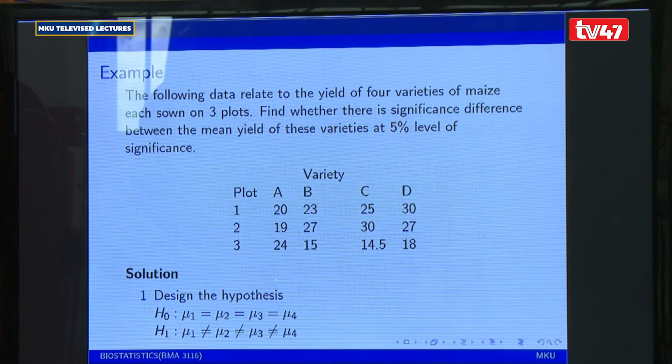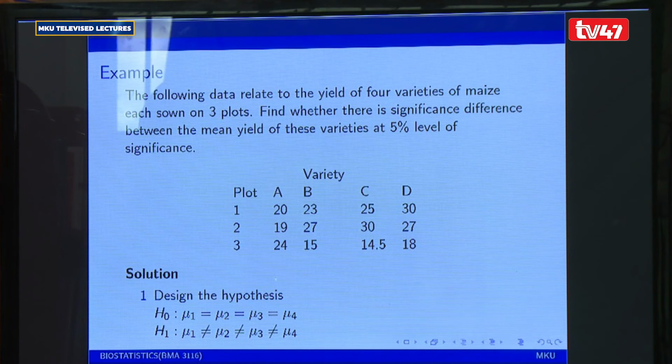We do an example on the same. The following data relate to the yield of 4 varieties of maize, each sown on 3 plots. So you have 3 plots and 4 varieties of maize. Find whether there is a significant difference between the mean yield of these varieties at 5% level of significance. The plots are 3: plot number 1, plot number 2, plot number 3. In each of these plots, we are planting the 4 types of varieties, and then we are measuring the yield, which could be in kgs from each plot of land.